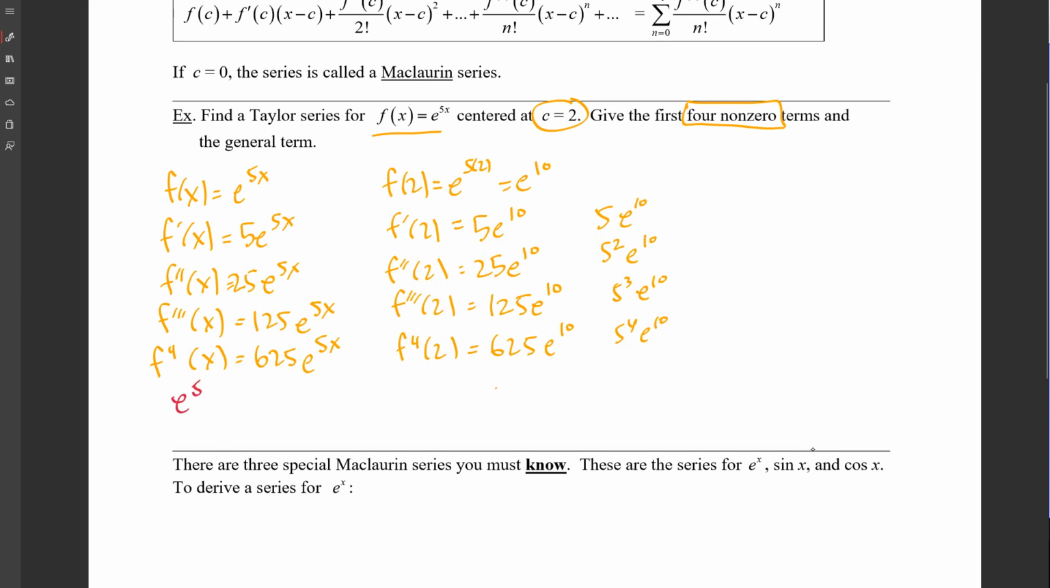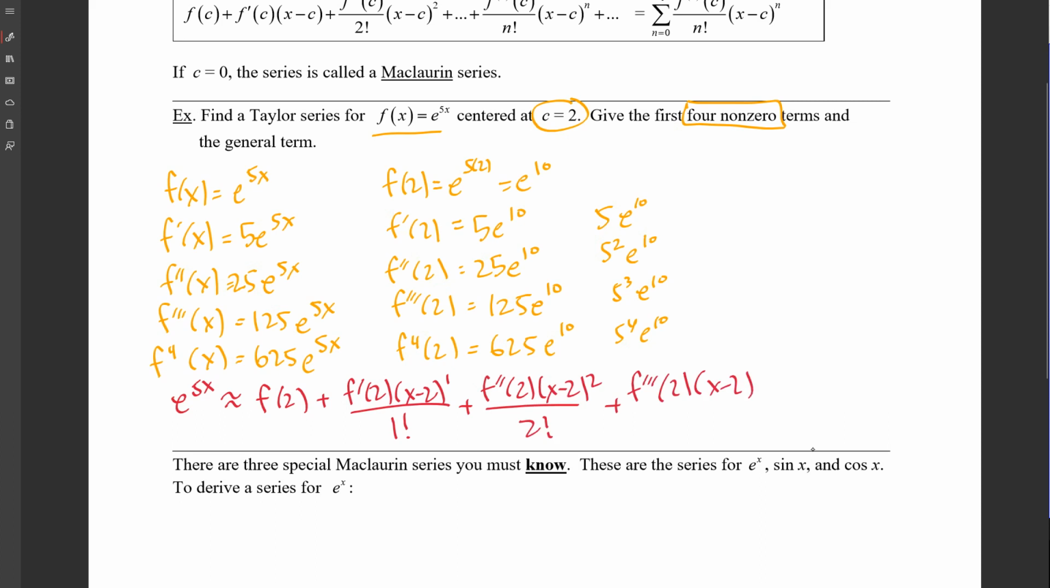So let me just write e to the 5x is approximately equal to, now it's not going to be equal, so be careful. Don't say it's equal when it's not equal. It's approximately equal to f at c, so it's going to be f at 2 plus f prime at 2, x minus 2 to the first power over 1 factorial plus f double prime at 2, x minus 2 squared over 2 factorial plus f triple prime of 2, x minus 2 to the cubed over 3 factorial, and so on. Since I put dots here, I actually could put equal signs here. If I didn't put the dots, then I can't put the equal signs. Let me go ahead and substitute in.